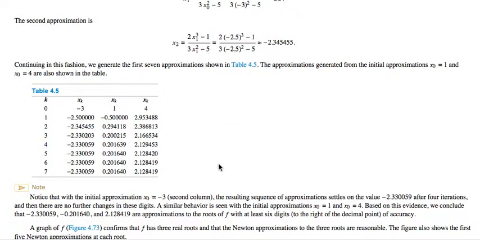Table 4.5 shows us the result of the first 7 approximations for each of the starting points, -3, 1, and 4. So you can see after the first approximation we were at negative 2.5. The second approximation gives negative 2.345455. And very quickly, the fourth, fifth, sixth, and seventh approximations are all the same thing.